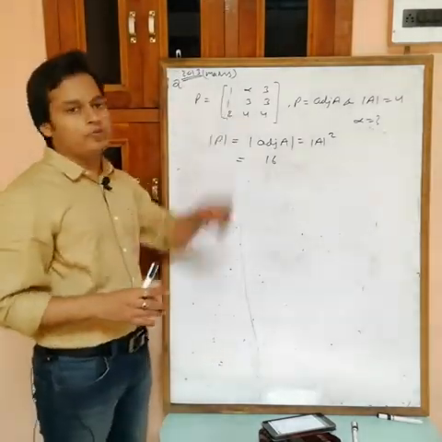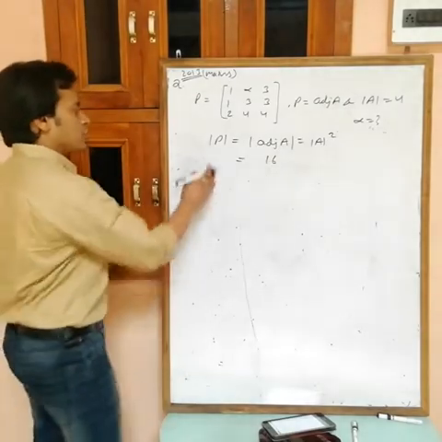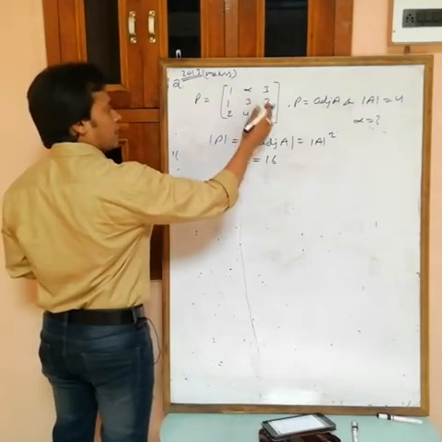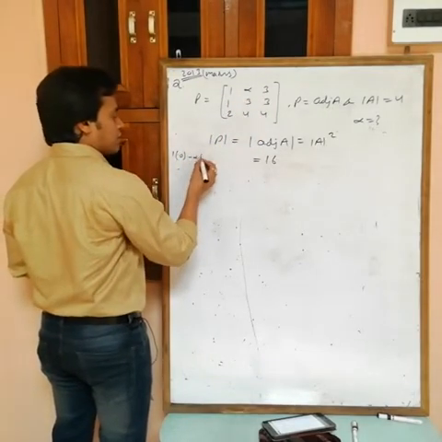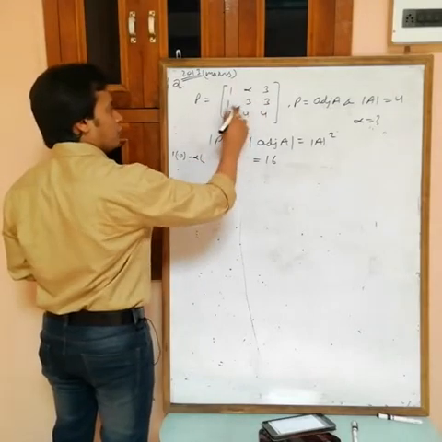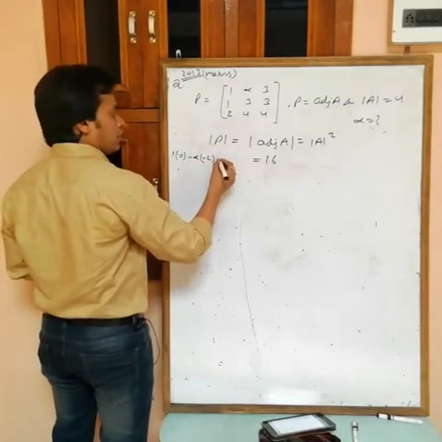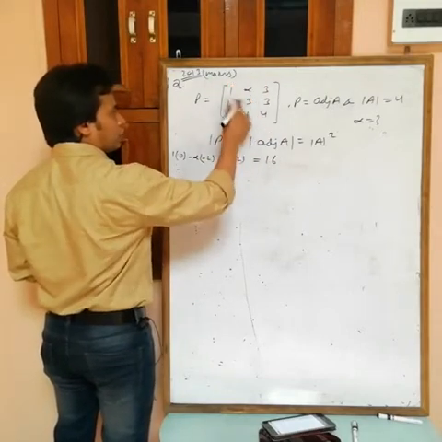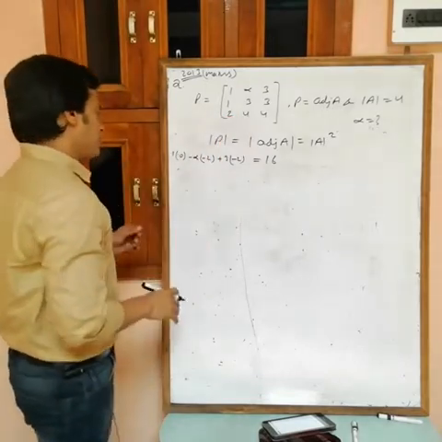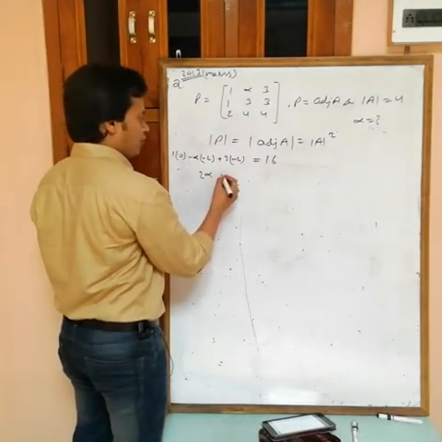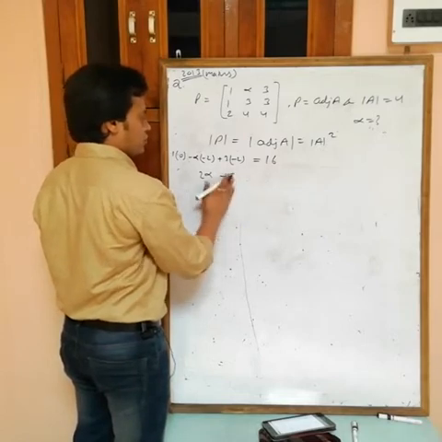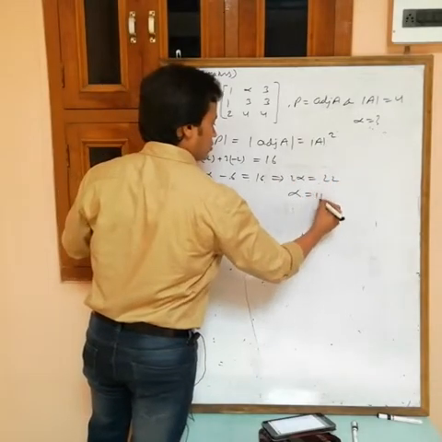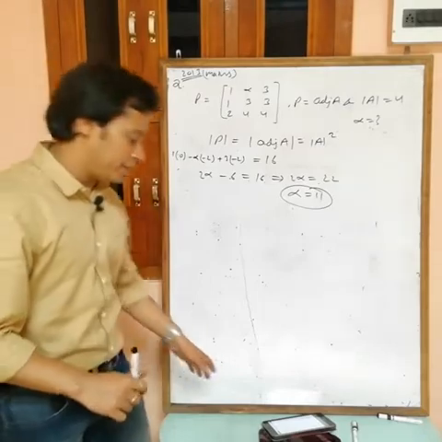Now can you find the determinant of P? Obviously expand. So if you expand, what you will get? 1 into (12 minus 12), 0, minus alpha into (4 minus 6), minus 2, and plus 3 into (4 minus 6), minus 2. Okay. Now if you solve, what we are getting is 2 alpha minus 6 is equal to 16, 2 alpha equals 22, alpha equals 11. Okay, this is the answer. Write down.